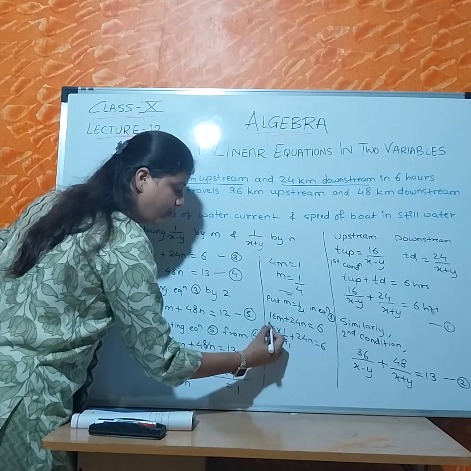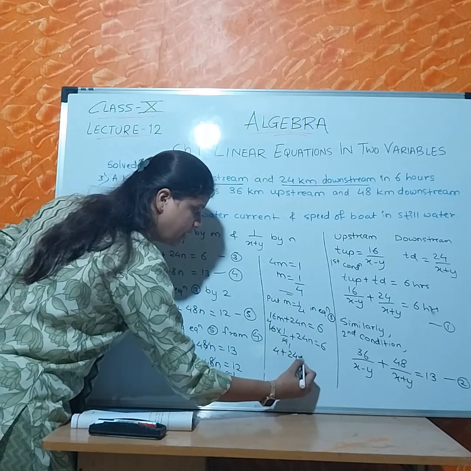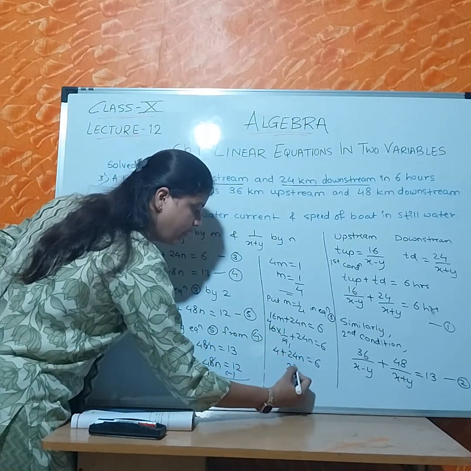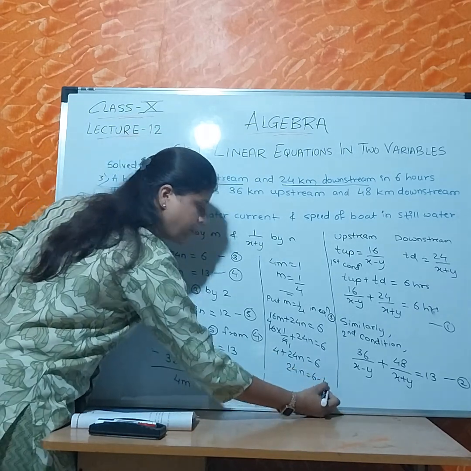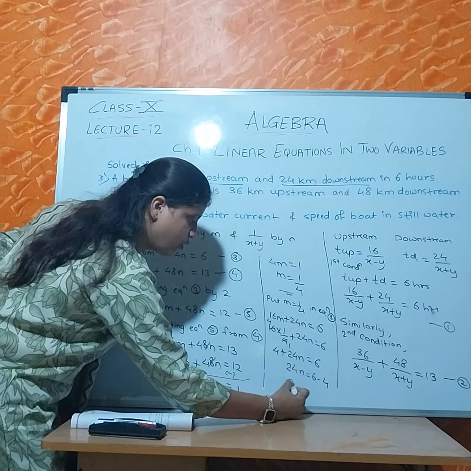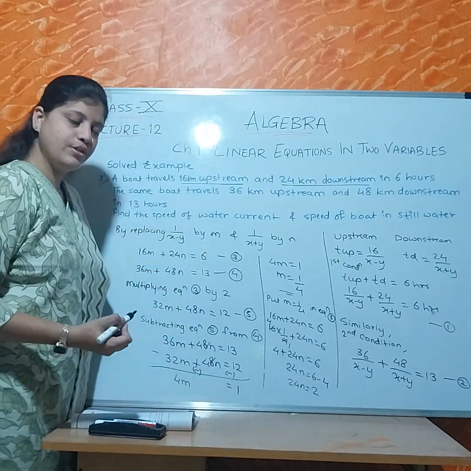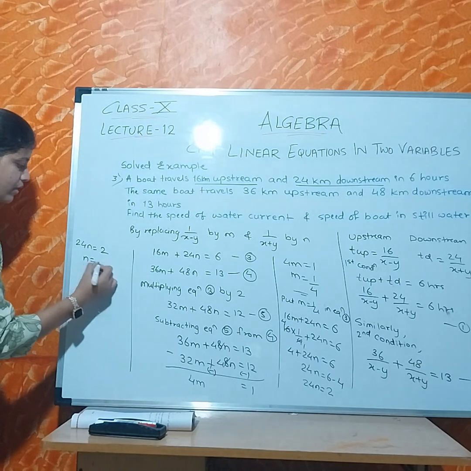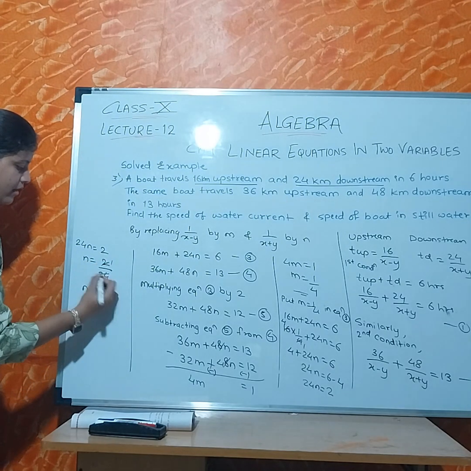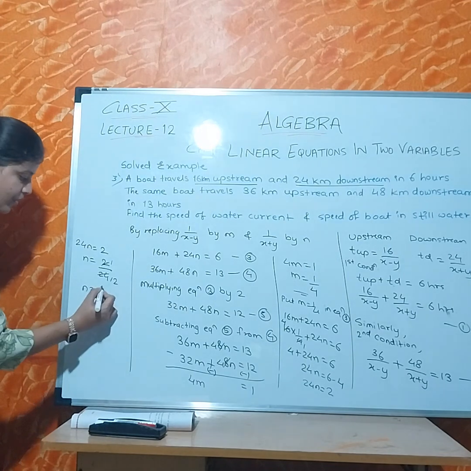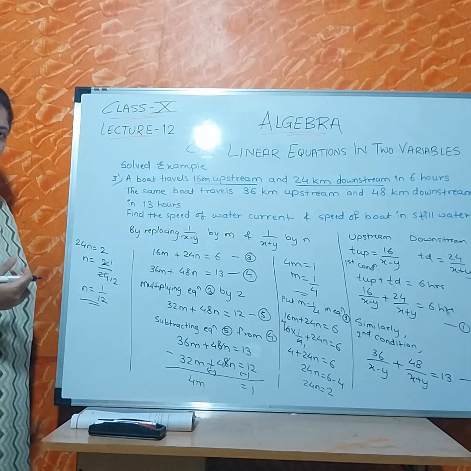4 1s are 4, 4 4s are 16. So 4 plus 24n is equal to 6. This plus 4 here will go minus 4. So 24n is equal to 6 minus 4. Answer is 2. n is equal to 2 upon 24. n is equal to 2 1s are 2, 2 12s are 24. So we got the value of n is 1 upon 12.